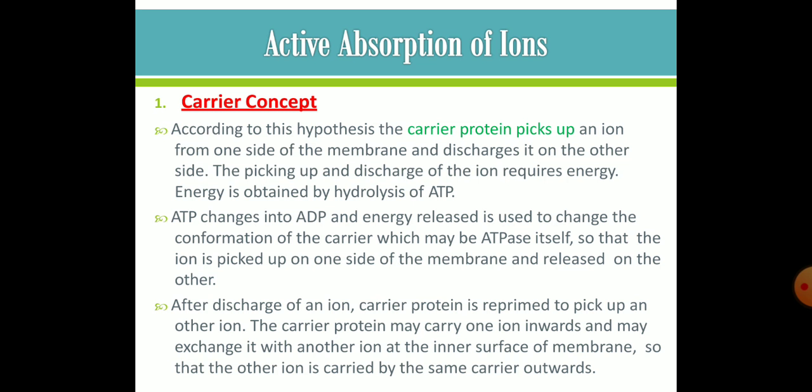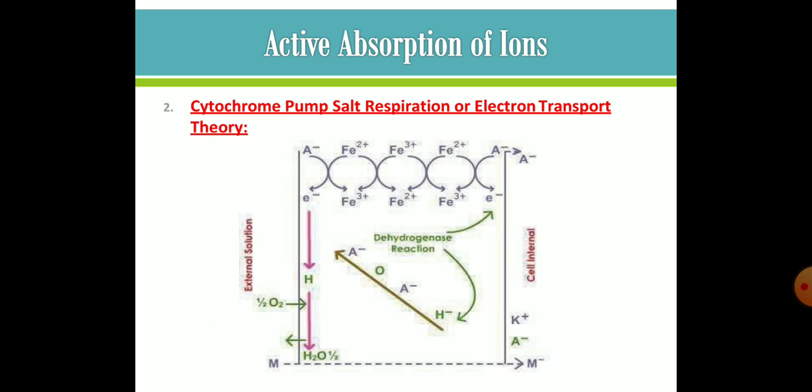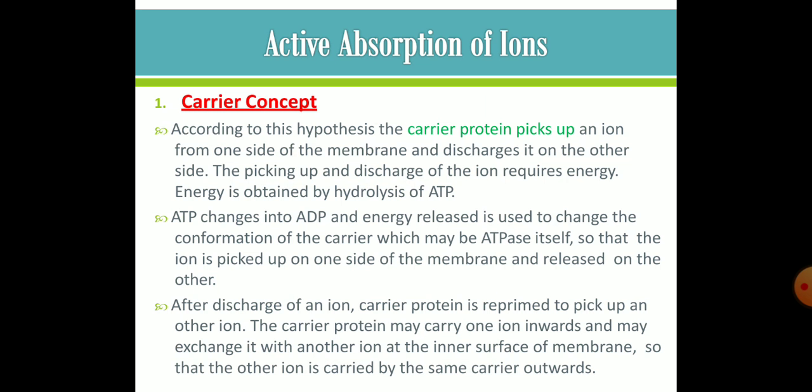The carrier protein may carry one ion inwards and may exchange it with another ion at the inner surface of the membrane, so that the other ion is carried by the same carrier outwards. Here one molecule helps for the inward movement, and the same molecule helps for the movement of the ions in the outward direction across the membrane. That is how the carrier concept is explained with a simple mechanism.